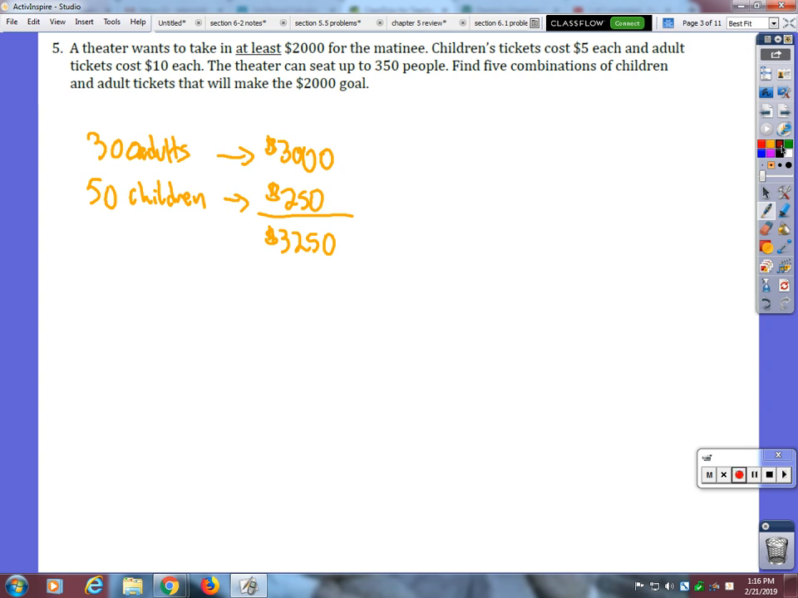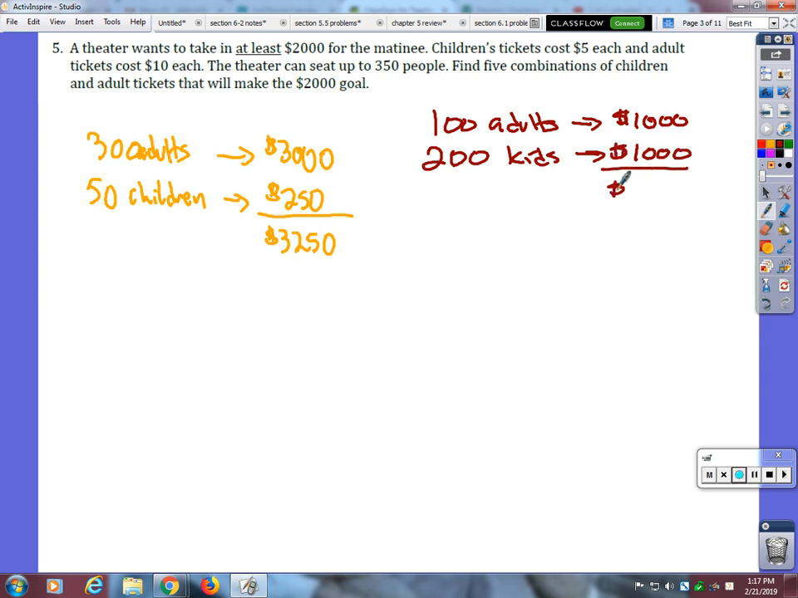Okay, somebody whose name is not Matthew, give me another combination that will work. 100 adults? I said someone whose name is not Matthew. 100 adults? 250 kids? Just 200? Okay. How much do they get off the 100 adults? $1,000. How much will they get off of the 200 kids? $1,000, which adds up to 2,000, which is on the button how much they want to make.